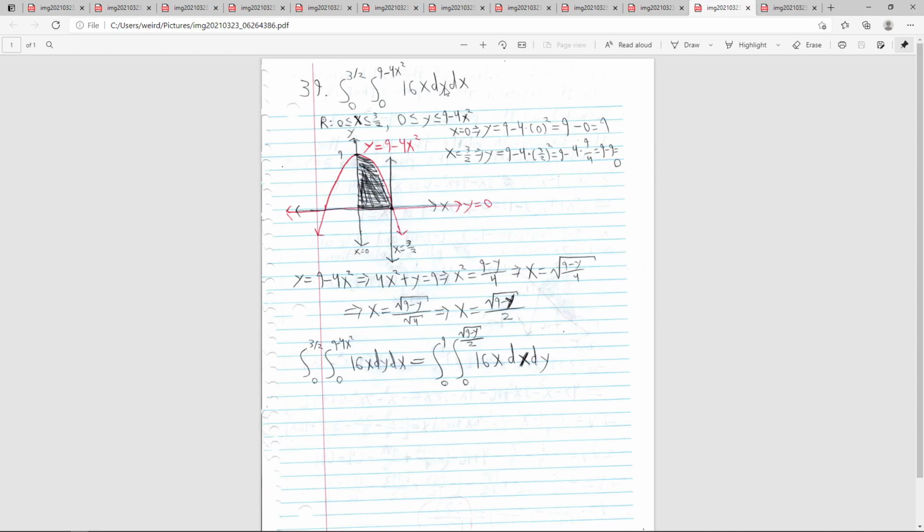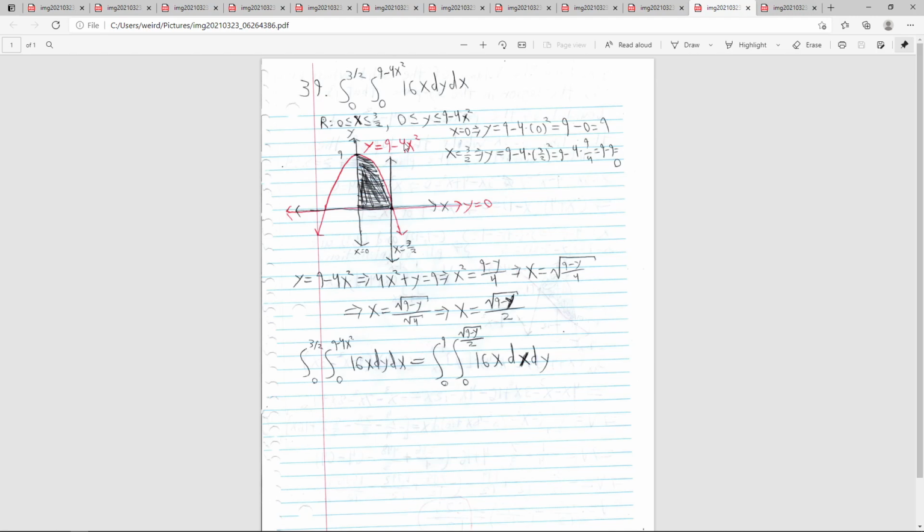So 16x dy dx. We're going from the y to the x being the type of cross section, vertical to horizontal. You have to think in those terms. So 0 less than or equal to x less than or equal to 3 halves, 0 less than or equal to y less than or equal to 9 minus 4x squared.